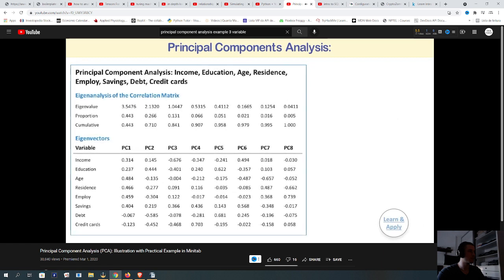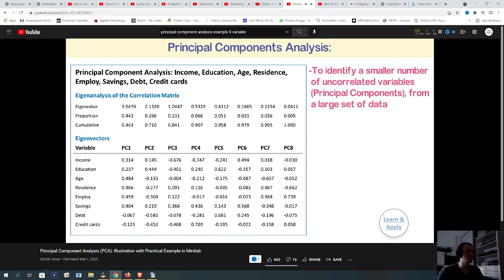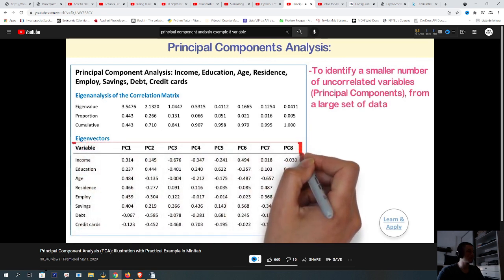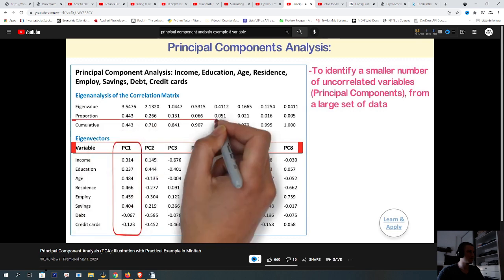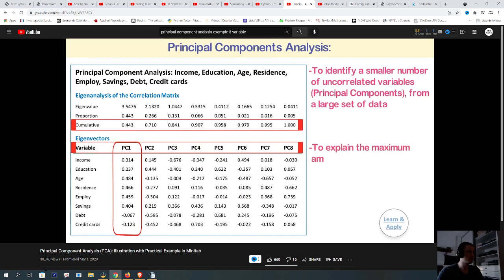Principal component analysis. The principal component analysis is used to identify a smaller number of uncorrelated variables, also called principal components, from a large set of data. With this analysis, you create new variables, also called principal components, that are linear combinations of the observed variables. The goal of the principal component analysis is to explain the maximum amount of variance with the fewest number of principal components.